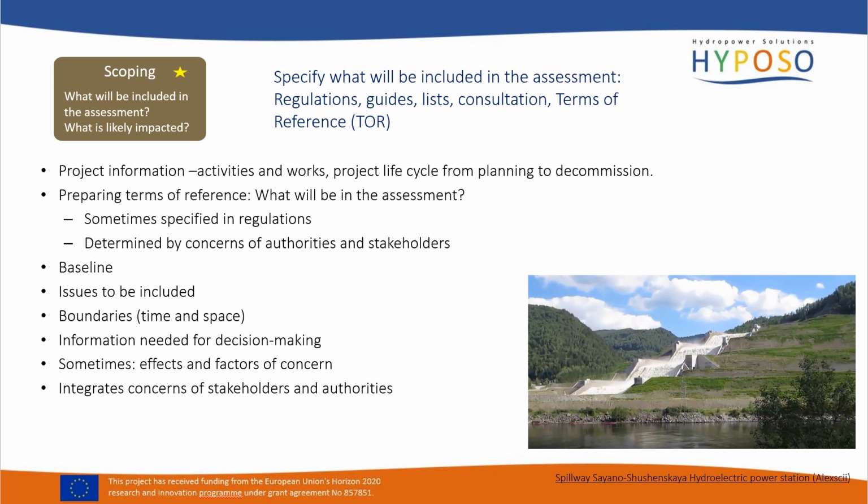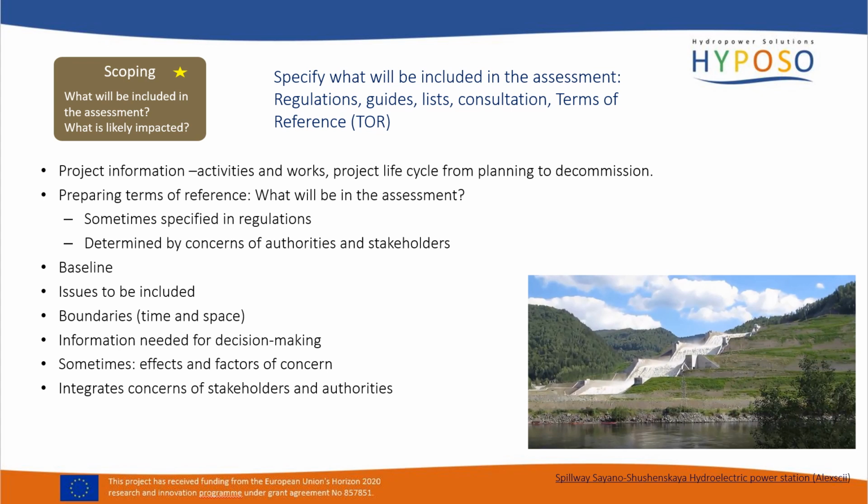When the authority receives the request to approve a project that still doesn't have an environmental assessment, it will usually prepare the terms of reference for the assessment. And those are the content, the minimum content that the authority expects to have in that impact assessment report. And this scoping needs to consider also the baseline. So what are the issues or concerns that need to be included in the assessment?